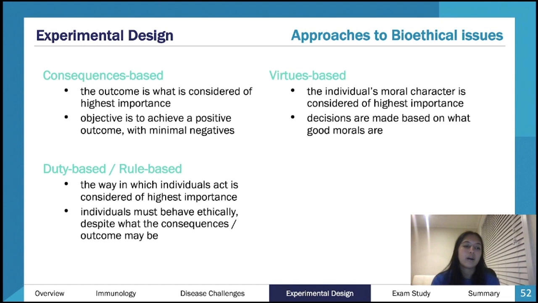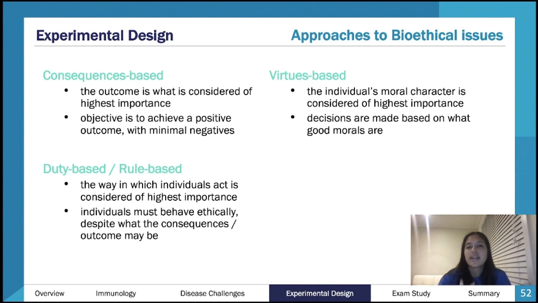Duty-based or rule-based is basically this idea that whatever the outcome is, you have to be moral along your journey, or, you know, be ethical along your journey. So they're almost a little bit opposite, duty-based and consequences-based. And then virtues-based is this idea of if you acted sort of morally. Consequences-based, as long as your outcome is ethical, that's your main focus. Duty-based, as long as along the way everyone's being treated ethically, that's the most important. And virtues-based is as long as you acted really morally, that's where the most importance is.